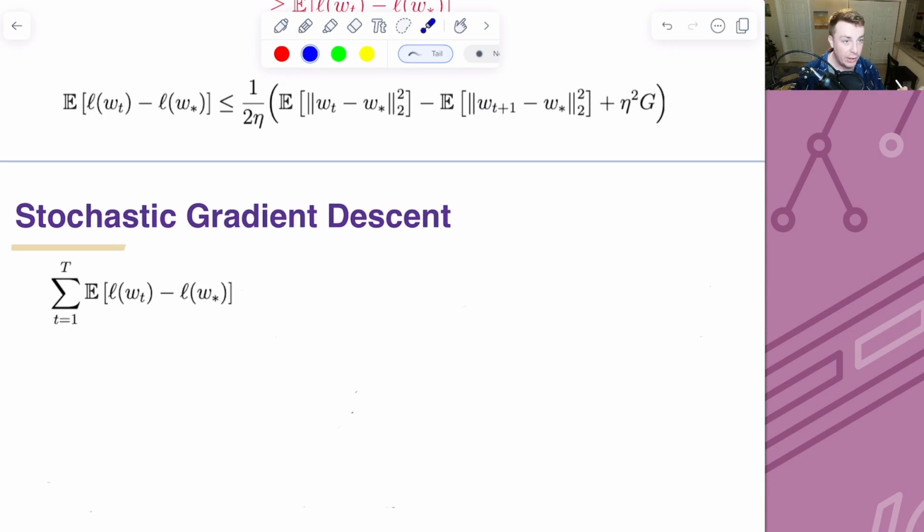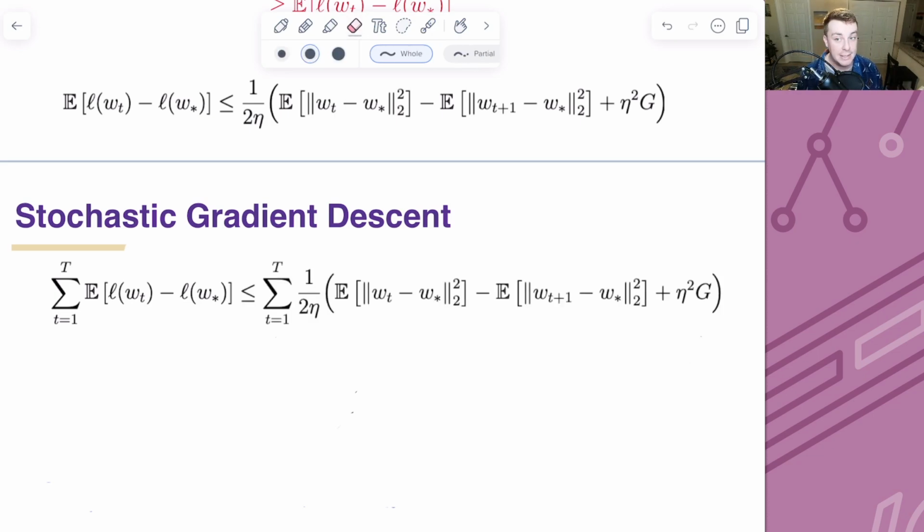In order to get there, I'm going to take the loss at each time t and sum them up. So to get to our gradient descent algorithm, I'm going to look at the sum of the losses starting at t equals 1 up to t equals capital T of the difference between the loss and the optimal loss at each point. I can just plug in what we just computed in that last line. I know it's at most this value. This is just plug and chug with this at most 1 over 2 eta.